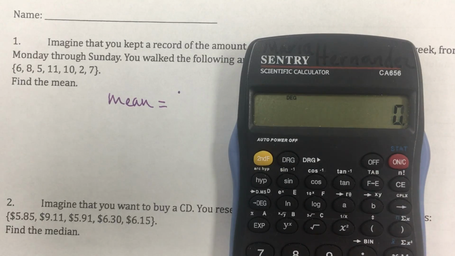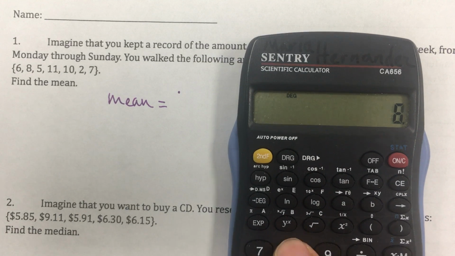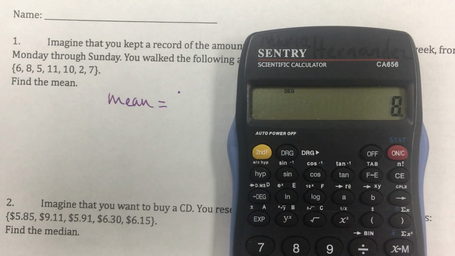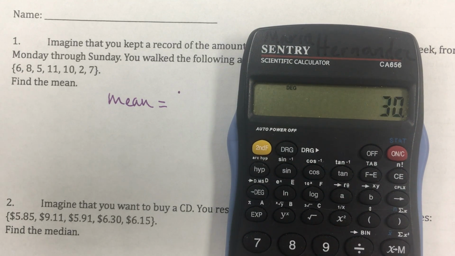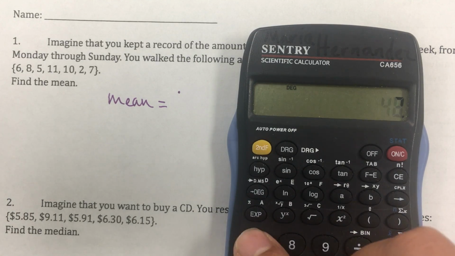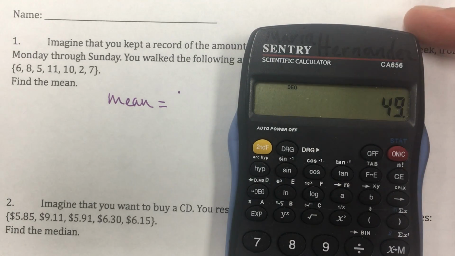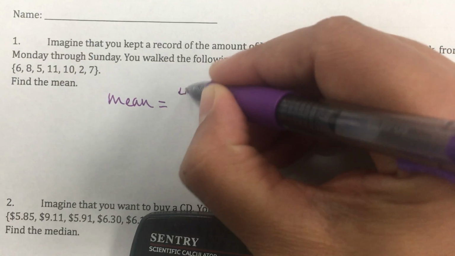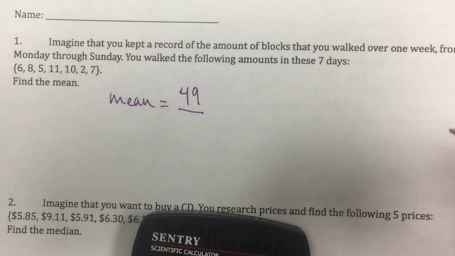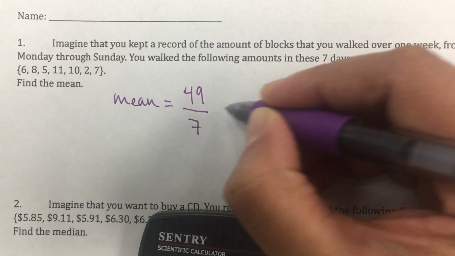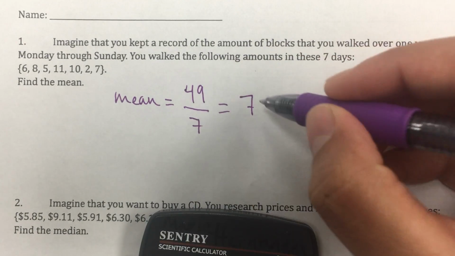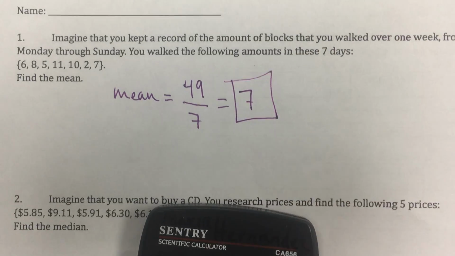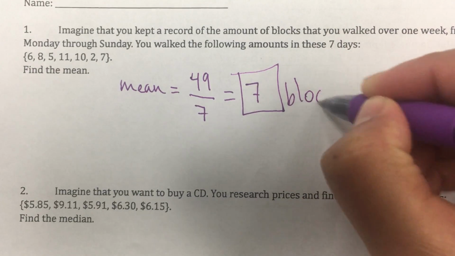So we're going to add 6 plus 8 plus 5 plus 11 plus 10 plus 2 plus 7 equals 49. Okay, so it's 49 divided by the 7 days, and we already know that 49 divided by 7 is 7. So the mean is 7 blocks.